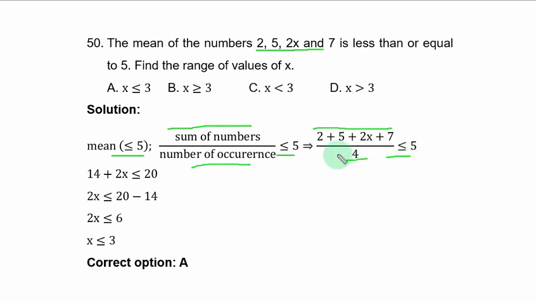Multiply through by 4. At the same time, simplify the numerator. You have this result. If you add 2 plus 5, that is 7 plus 7, 14, plus 2s in this form. 4 times 5 is 20. If you transfer 14 to the right hand side, you have this result. 2s is less than or equal to 6. Divide through by 2. S is less than or equal to 3. A is the correct option.